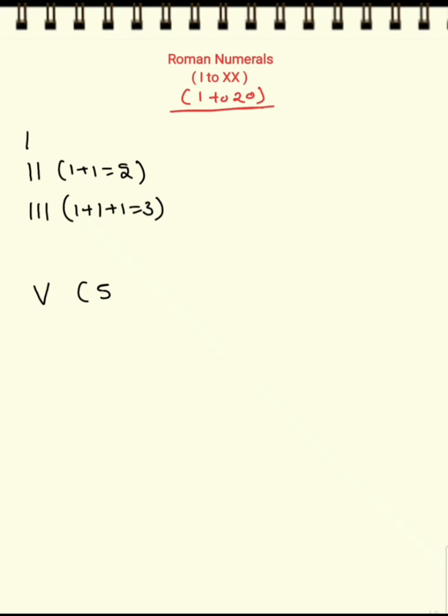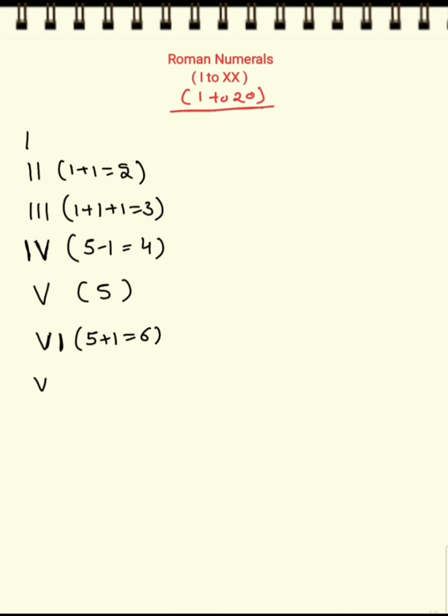This is 5. Okay. So for writing 4, what will I do? I will write this 5 and I will write I this side of 5. So it will become 5 minus 1, which is equal to 4. And for 6, I will write 5 and I will add I to it. Means I will write I right of 5. So it will become 5 plus 1, which is equal to 6.